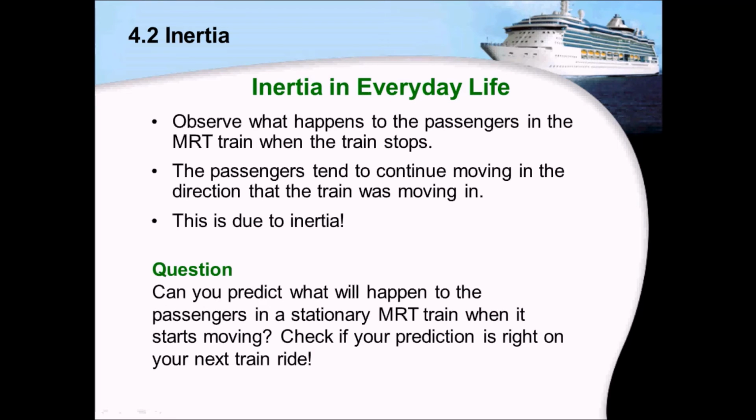Okay, so can you predict what will happen if a stationary MRT train starts moving? Obviously, you will be jerked backwards, right? Same way when a car or a bus suddenly rams the accelerator and moves very fast forward, you will be jerked backwards. The reason is because your body is still at rest and it tends to want to stay at rest, so it doesn't want to go in the direction of the bus, the MRT, or the car. All right, so this is something that you see every day. There are examples of inertia.